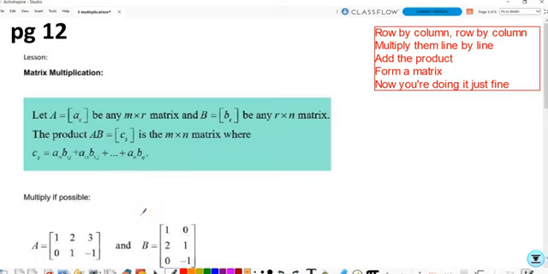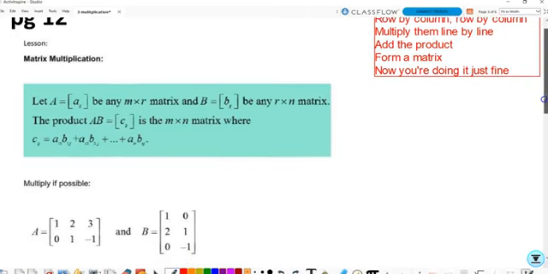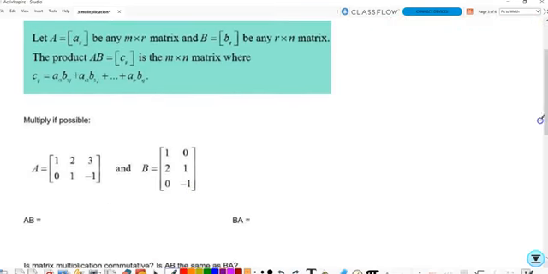So when we multiply matrices, like on page 12 here, we've got A times B. When you multiply matrices, the order matters. So what I want you to do first is, what are the dimensions of A and what are the dimensions of B? So for A, you should have said that's a 2 by 3. And for B, that's a 3 by 2.